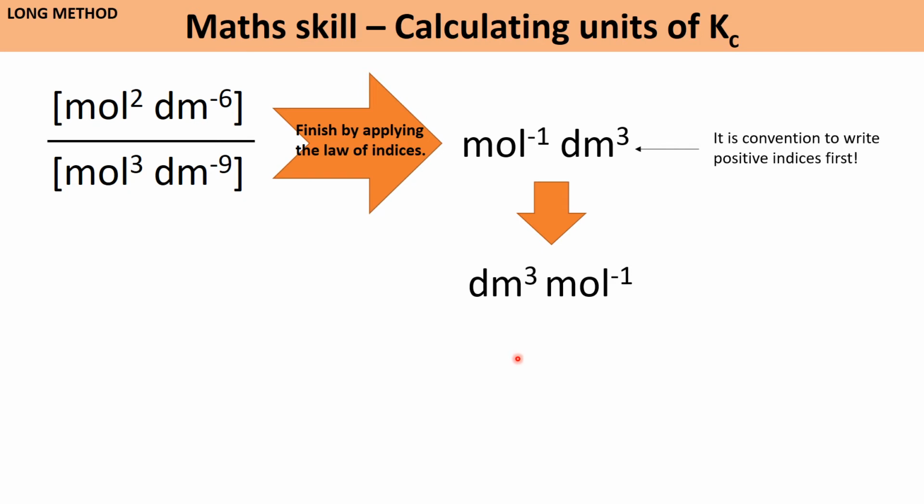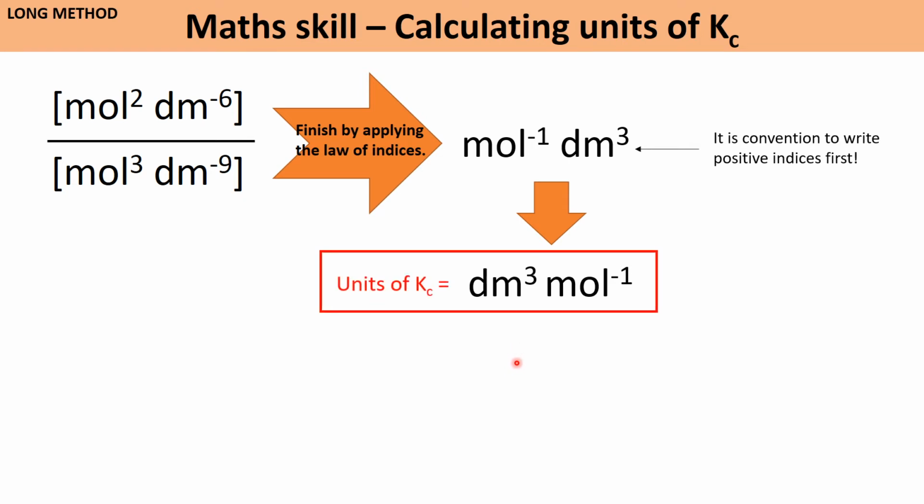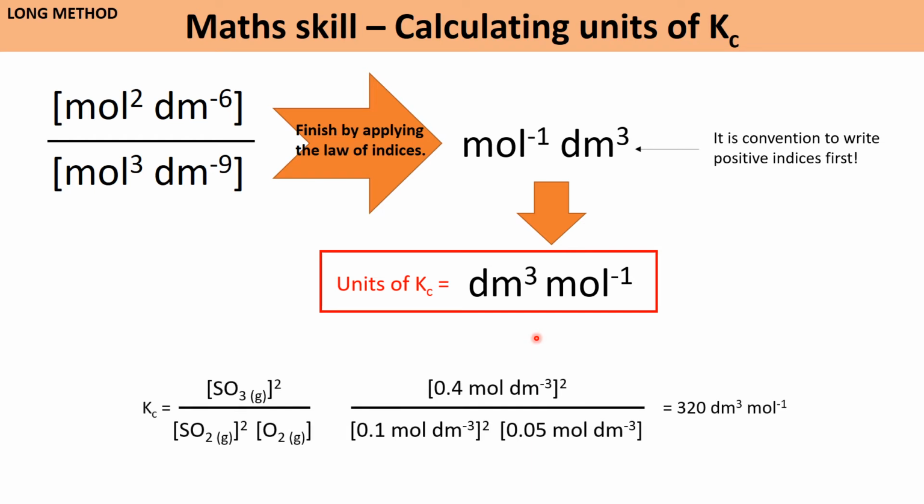Now you're probably thinking, if you're quite good at maths and you've looked at the laws of indices before, what a long-winded way to go about it. And I agree, this is a long method, but it does encourage understanding. So yes, we've got to our units of Kc, but this took far too long. So what I'm going to do now is teach you a shorter method of coming up with a value for Kc.